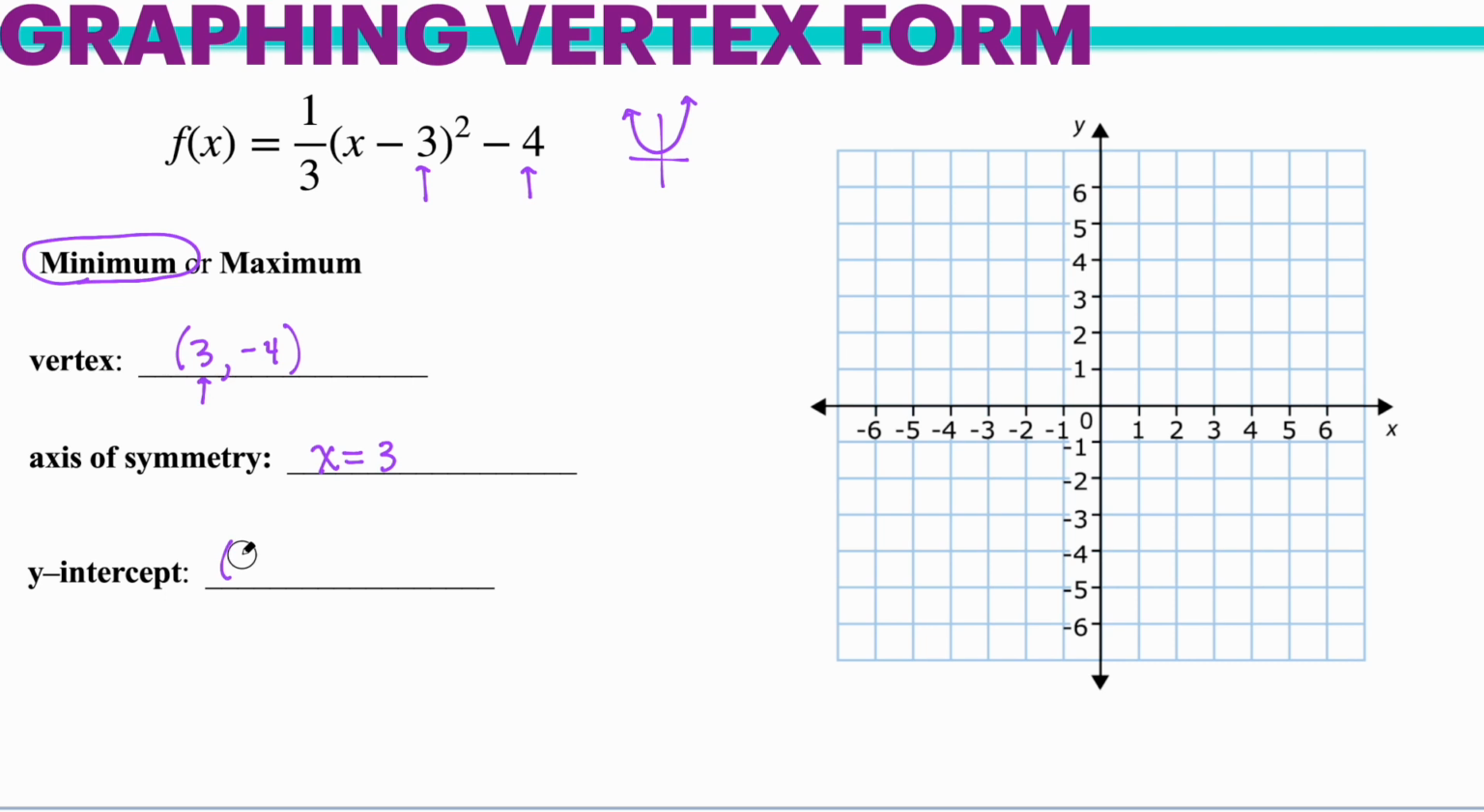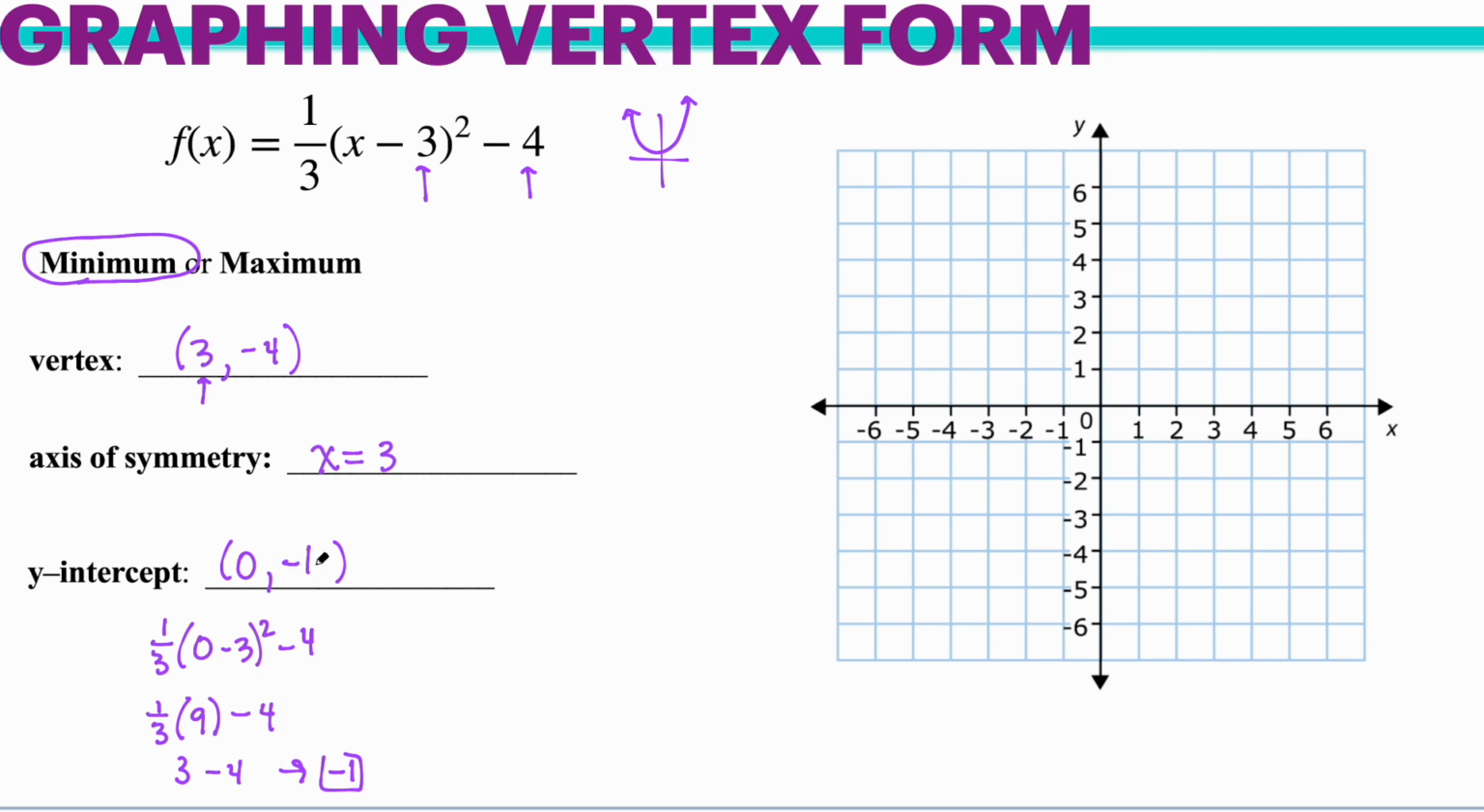And for the y-intercept, you are plugging in 0 for x. So I'm going to take 1/3 and plug in 0 for x and solve. So I'll have 1/3 times -3 squared, which becomes a +9. Be careful, because negative squared turns positive. And then 1/3 times 9 is 3, and 3 minus 4 is -1. And so the y-intercept is (0, -1).